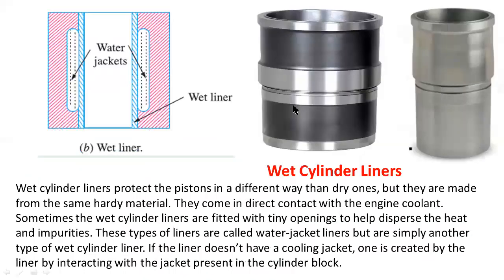Wet cylinder liners. Already I have explained in the previous slide. Here in wet liners, there is direct contact between the water jackets and the liners. Okay, this is the shape of a liner. You can observe here, these two are the different types of wet liners.